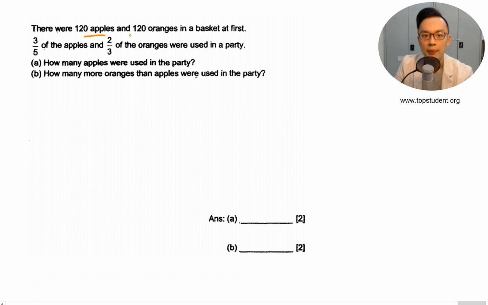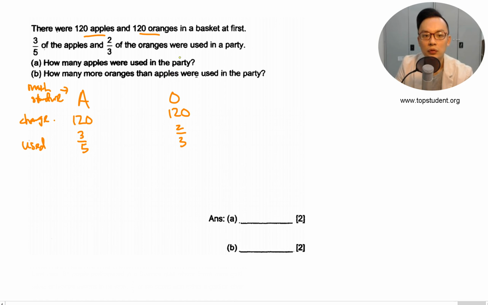There were 120 apples, 120 oranges, 3/5 of the apples and 2/3 of the oranges were used. How many apples were used? Okay, so I have apples, I have oranges, I have 120, I have 120. All right, so this again is my mathematical structure. So learn how to do this. Every time you have some items, put them on top, and all the changes, you put on the left side. So used, I want to find used, is 3 over 5 and 2 over 3.